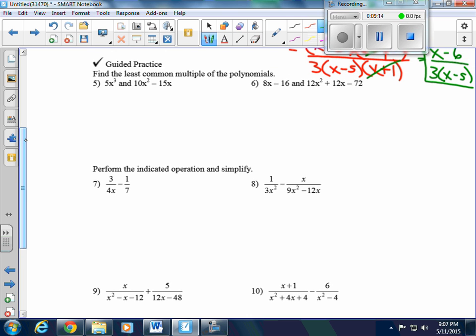All right, and here are a few guided practice questions. The first 2, 5, and 6 are on finding the least common multiple. 7 through 10 are on adding or subtracting fractions with non-common denominators. So go ahead and pause the video. You can hit play when you're ready to resume.